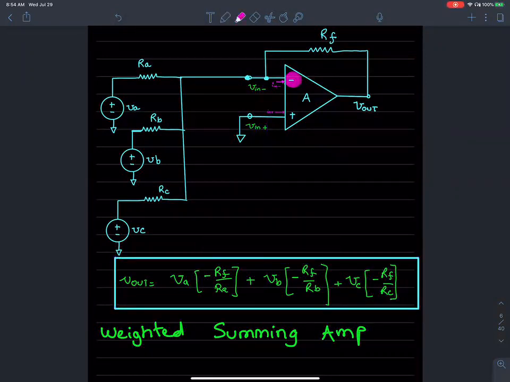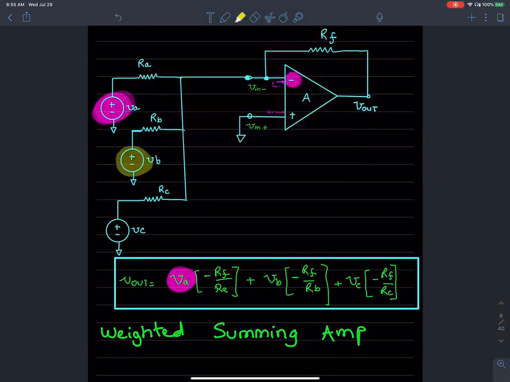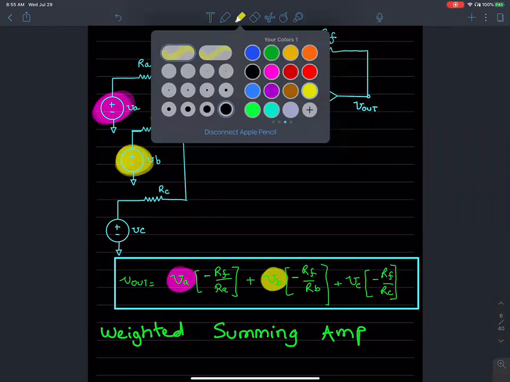Look at the input. The VA, the input that is applied here, is showing up here, multiplied by some gain weight, followed by VB. One of the inputs that is applied over there is showing up over here, that is added to the output, followed by this one, followed by, let's see.